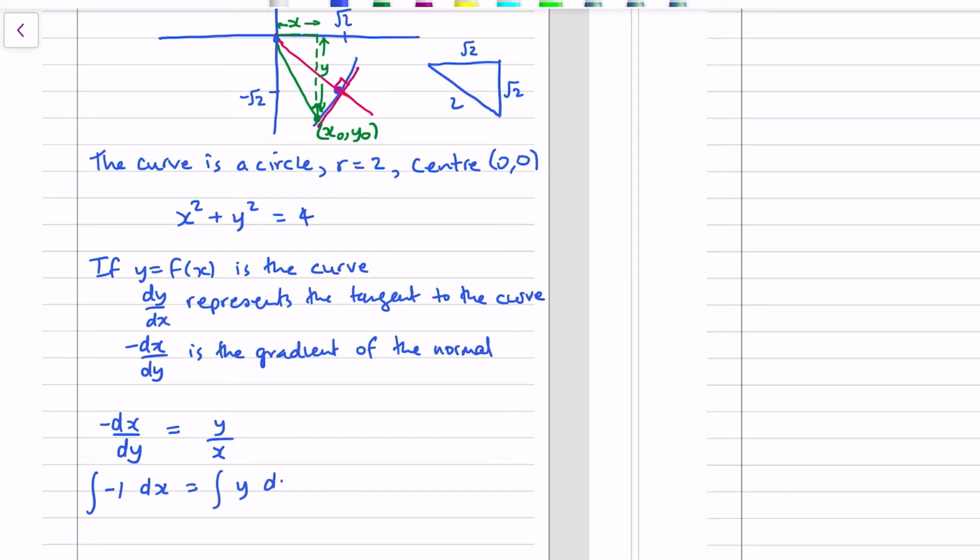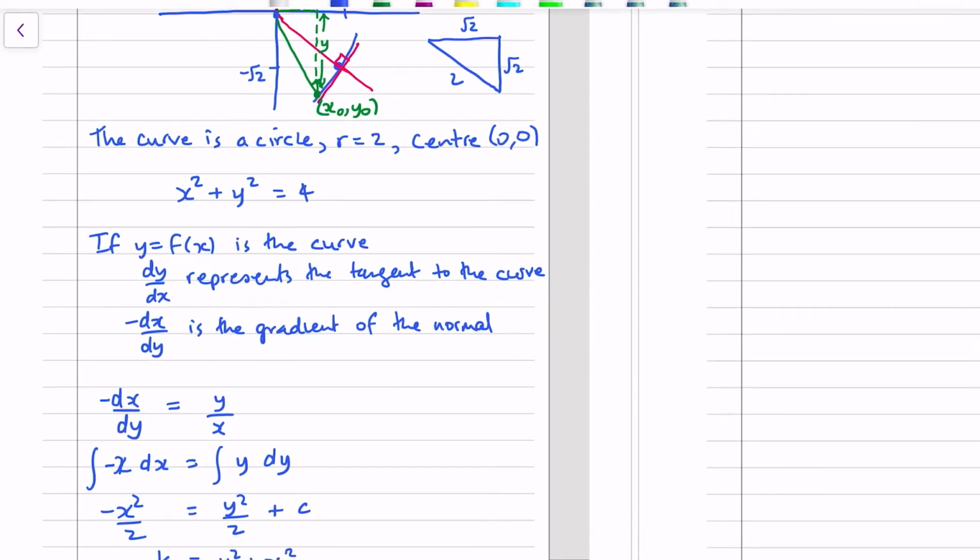And this is what you do in integration when you don't know the equation of the curve, but you have a differential equation. So we're going backwards, we've got to integrate. And if we integrate this, negative x, oopsies, that should say negative x dx. So it's negative x squared over 2 equals y squared over 2 plus c. Multiply everything through by 2 and rearrange it. We've got y squared plus x squared equals some constant k, and then I find that constant by subbing in the coordinate (√2, -√2), and it gives me k is equal to 4. So there's my circle.